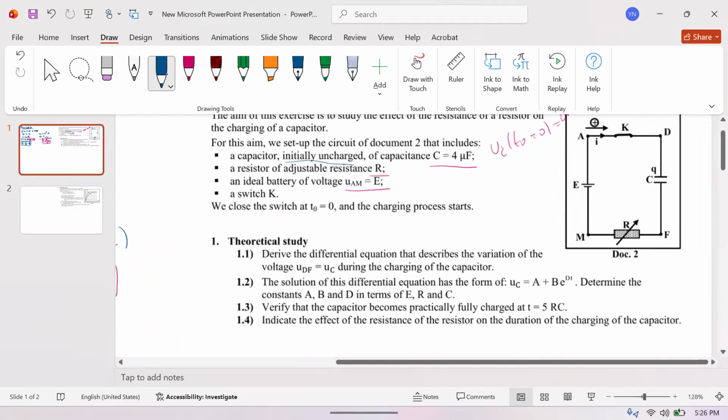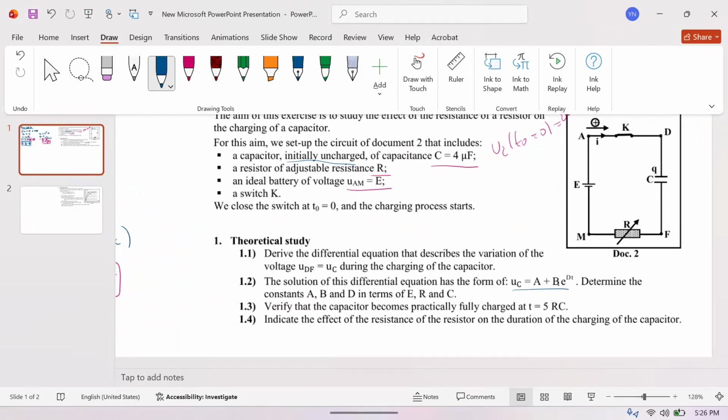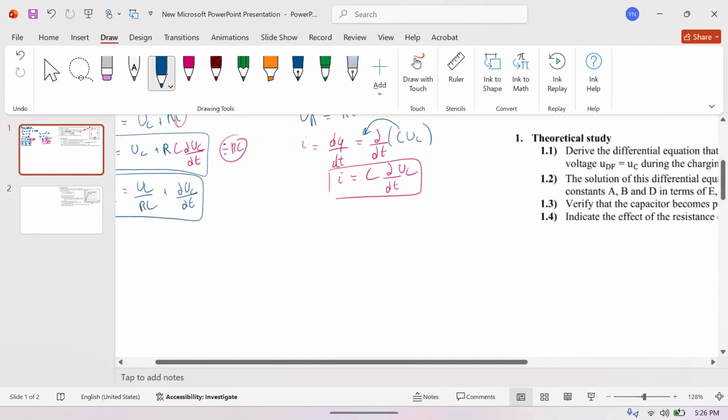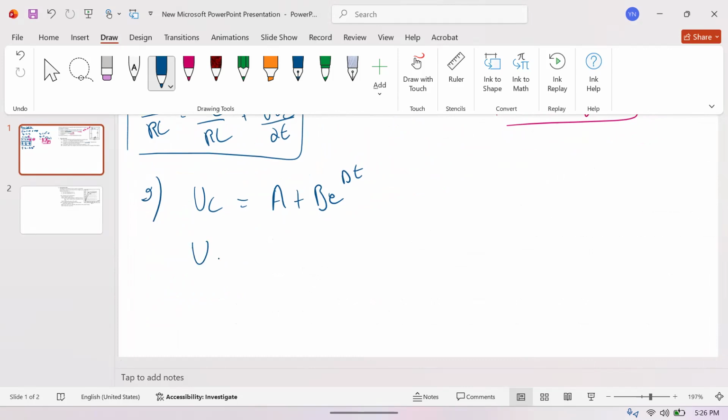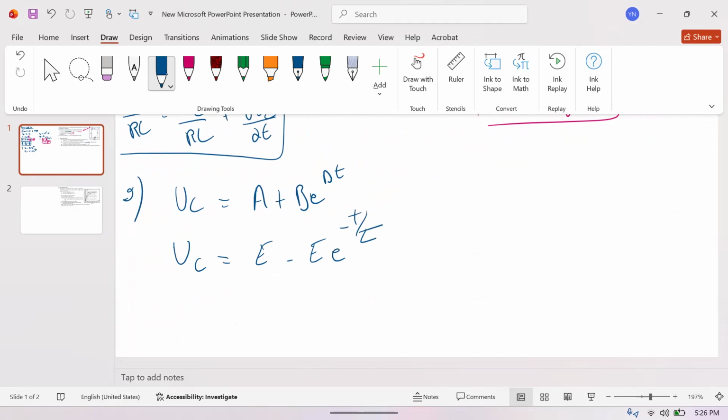Now, the solution for this differential equation has the form A plus B e^(dt). Determine the constants A, B, D in terms of E, R, and C. I have to write the differential equation in front of me, and the solution in front of me, which is UC equals A plus B e^(dt). And I write the form that I know from the course, which is E minus E e^(-t/tau). Why am I doing that? So I can know what these coefficients are supposed to be.